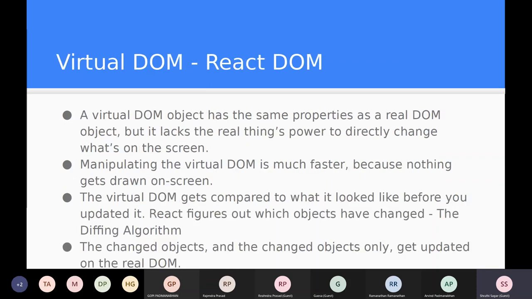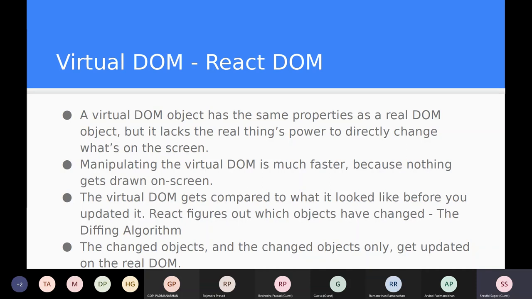So what React brought into picture is a virtual DOM, which has the same properties as the real DOM, but it cannot be seen. Because it cannot be seen, it does not get rendered. So it's virtual, and because it's not drawn, it gets faster.